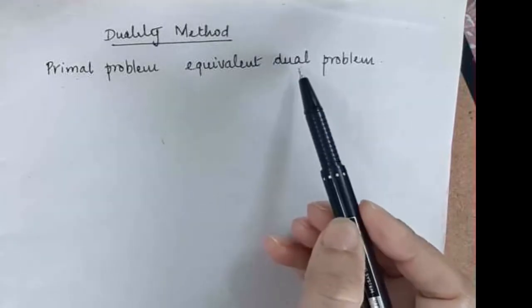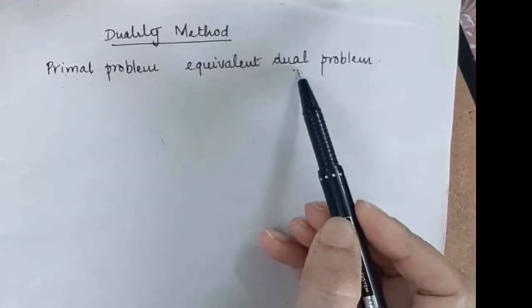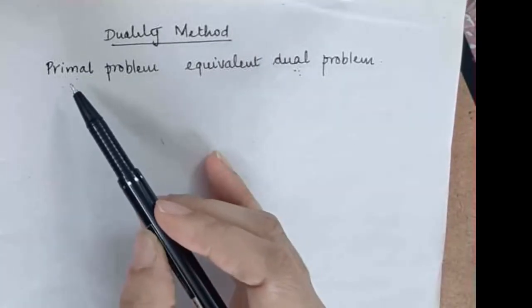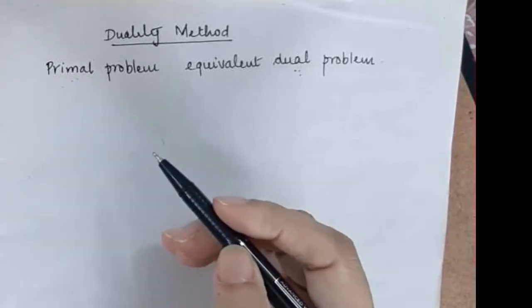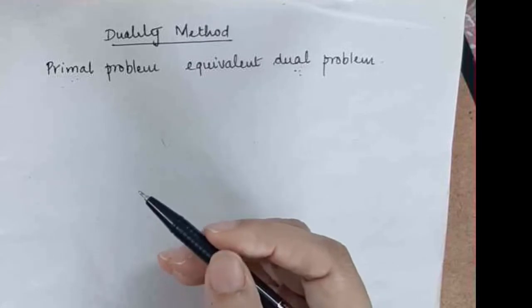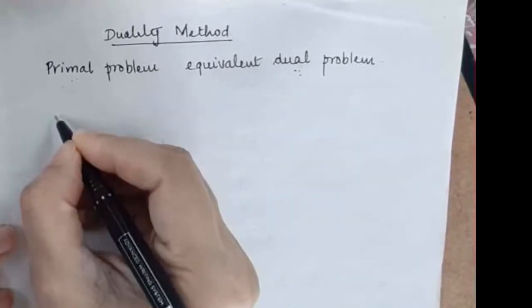And if you try to solve the dual problem, you will get the same solution as the solved solution of the primal problem. So we will see how it is done. Suppose there is a problem like this.